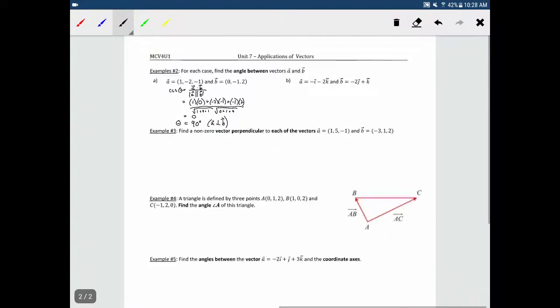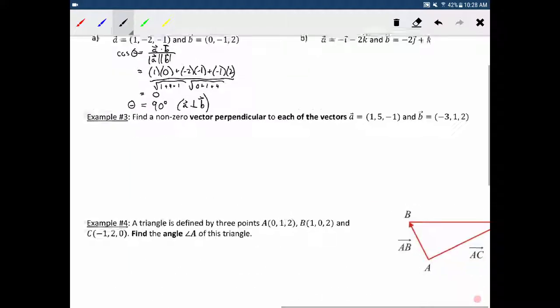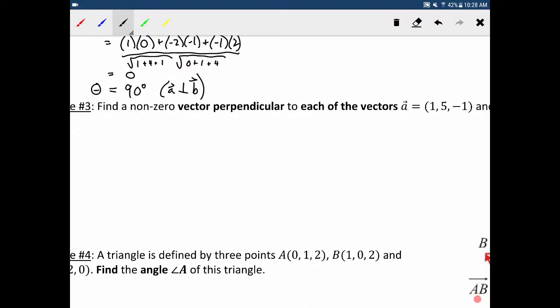All right, so I want you to try the next 3 questions on your own. They use the same ideas. You should know your terminology by now, but remember, perpendicular means they meet at a 90-degree angle. So I want you to give those a whirl, and we'll take them up in class.